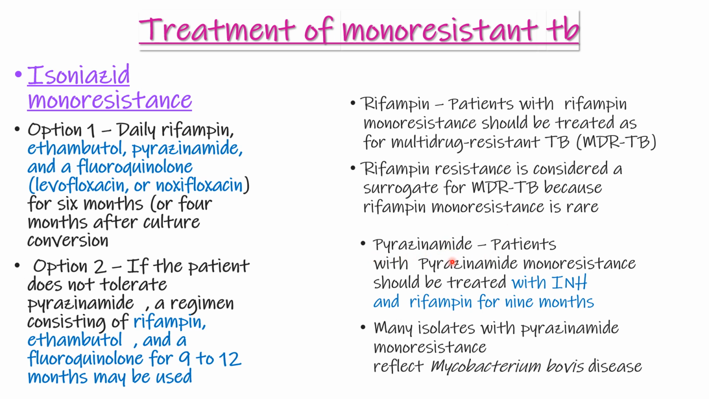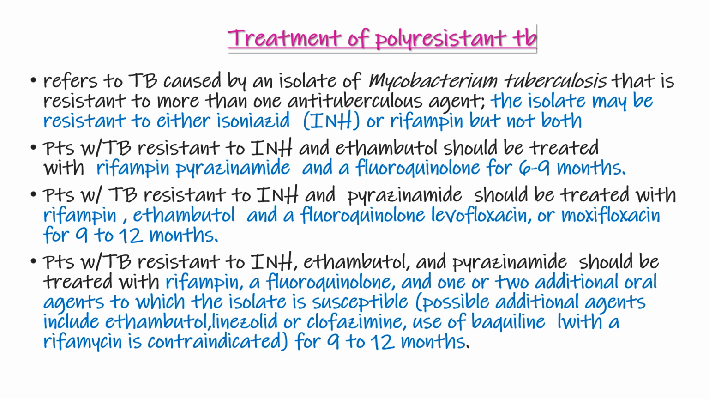The next drug is pyrazinamide. For a patient with pyrazinamide monoresistance, just do isoniazid and rifampin for 9 months. Many isolates with pyrazinamide monoresistance reflect Mycobacterium bovis disease, which we said causes GI tuberculosis.